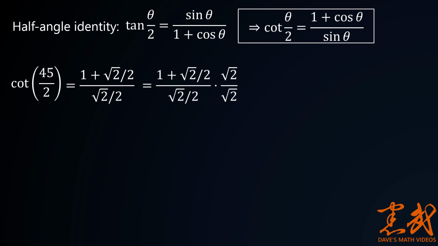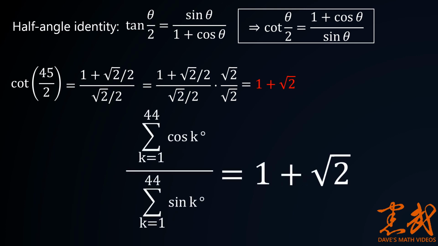If we multiply this by the square root of 2 over the square root of 2, our final answer is very simply 1 plus the square root of 2. And that's our final answer. So the sum of the cosine of k from 1 to 44 over the sum of the sine of k for k equals 1 through 44 is simply 1 plus the square root of 2.